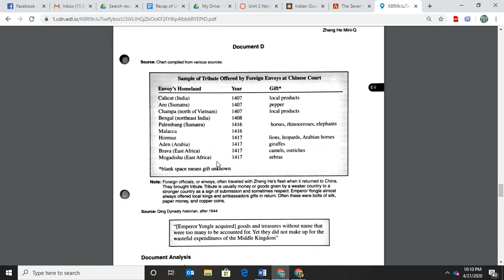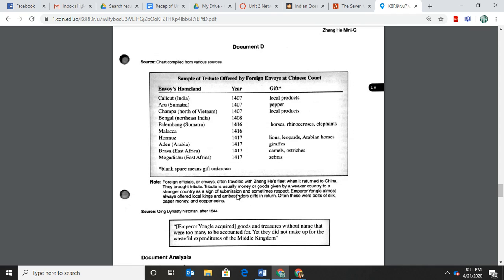So this just shows you that everybody is trying to impress the Chinese, and the Chinese are seen as this amazing country that you want to be in good favor with. And if you get a chart like this, there's going to be a description on the chart. It says foreign officials or envoys often travel with Zhang He's fleet.